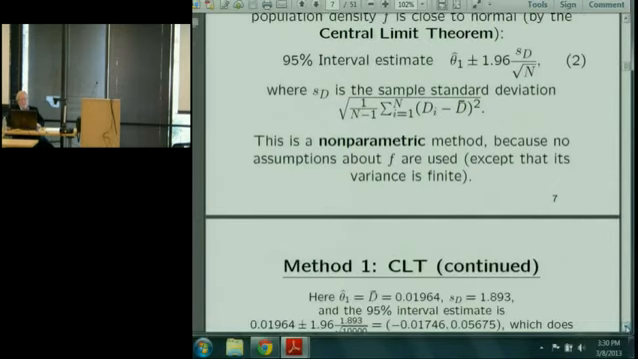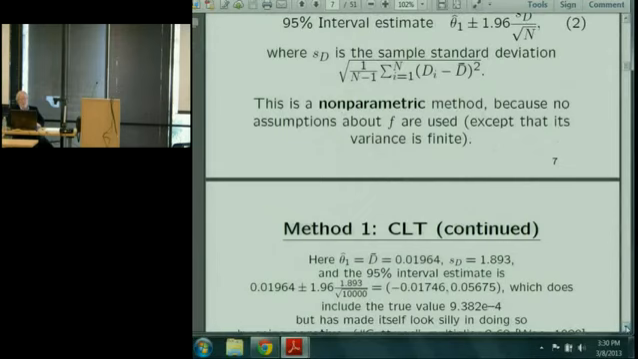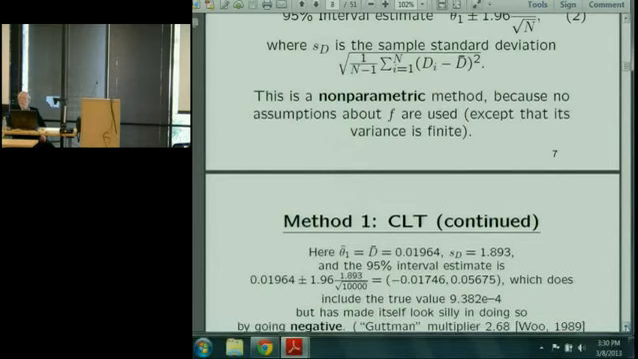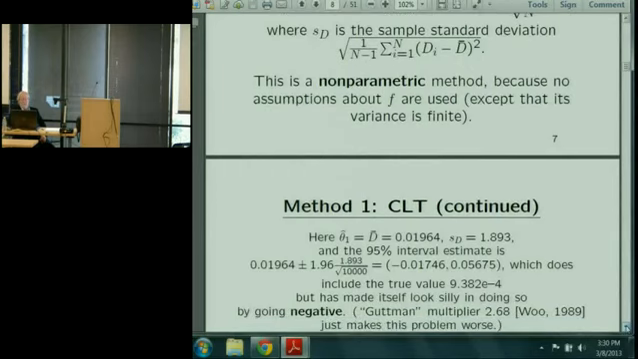If I apply it once to the actual data set, I get 0.01964 as my estimate. And there's the standard deviation, about 1.9. And the 95% interval starts at the mean and goes 1.96 standard errors either way. It runs down to minus 0.02 and up to plus 0.6. And that does include the true value. But of course, it has done that frequentist thing that's not supposed to happen. It's produced an interval estimate for something that has to be positive, in which the left endpoint has gone negative.